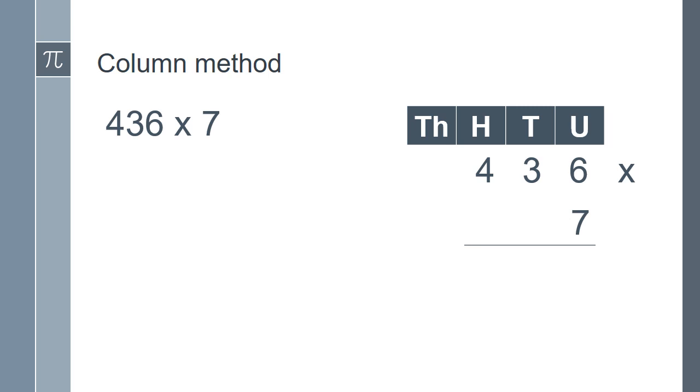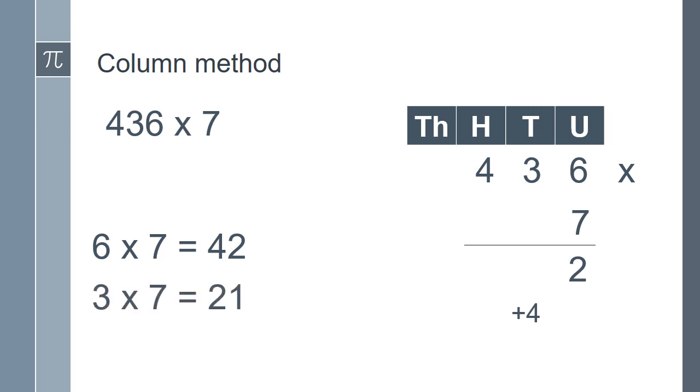And then again you just multiply each number on the top by 7. So 6 times 7 is 42. So put your 2 in the units column and then carry your 4 to the tens column. Again, if you put add 4 down at the bottom, it reminds you what to do with it. 3 times 7 is 21. Add 4 is 25. So we put the 5 in the tens column and we carry the 2 into the hundreds column.